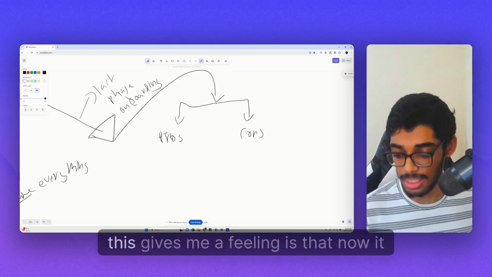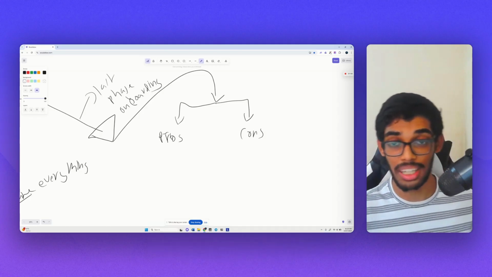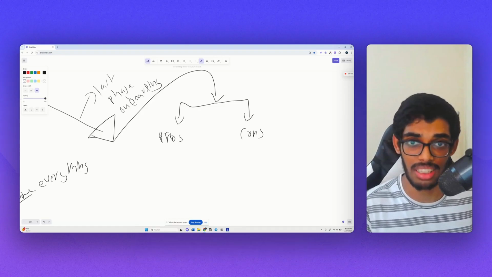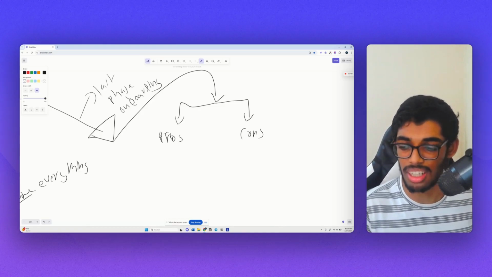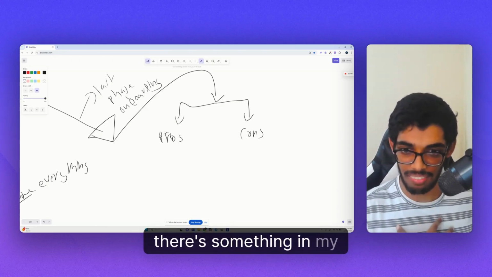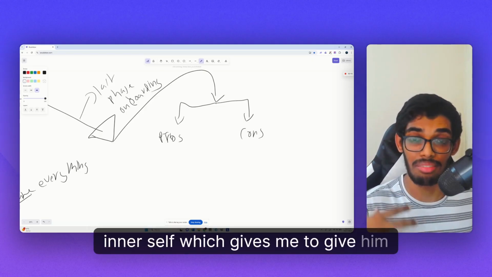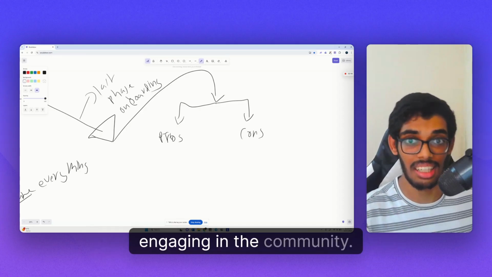And this gives me a feeling that now it makes me go to their community even more and engage over there. It's a reciprocity effect, which I read in a book called Influence, right? He gave me a personalized DM. Now there's something in my inner self which makes me want to give him something back. The way I give him something back is engaging in the community.